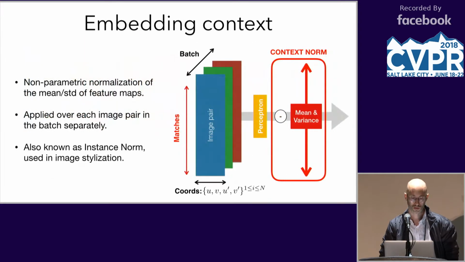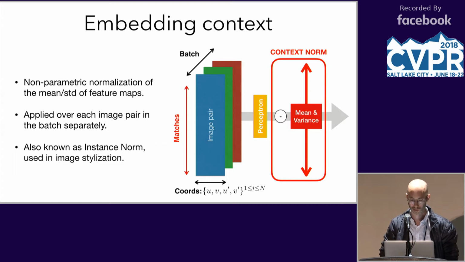So what is context normalization? It's a very simple non-parametric normalization of the feature maps. All we do is normalize them to 0 mean and standard deviation 1. It's the same operation at training and testing time. There's nothing that is learned. Notice that we apply it over the dimension of the correspondences, so what you see in red here, but separately for each image pair in the batch, as it does not make sense to mix the context of different image pairs. And this simple operation helps keep the feature maps well distributed and informative while giving each individual feature a measure of context.